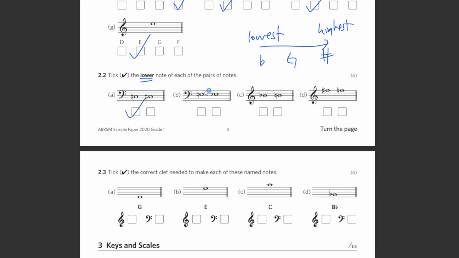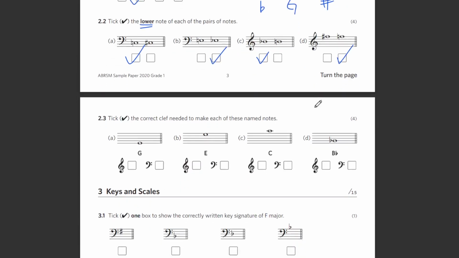So this is the lower note. Same note, the flat is lower. So this is lower. Flat is lower. Natural is lower than sharp. So that is how you do question 2.2. It's quite easy. Just remember, flat is the lowest, followed by natural, then sharp.